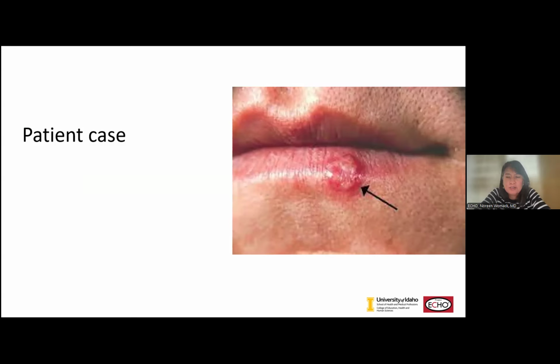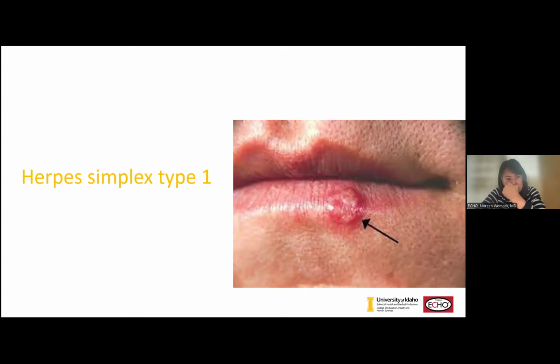A lot of you knew this one. HSV type 1, herpes simplex virus type 1. When I give this diagnosis, often families get upset because they immediately think of type 2, which is a sexually transmitted infection. So I spend at least a few minutes discussing how that is not a concern here at all. That in fact, HSV type 1 is extremely common.